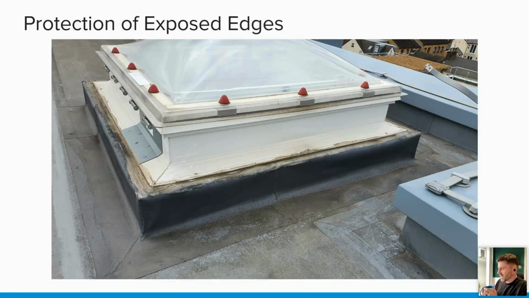When we talk about protection of exposed edges when it comes to waterproofing, obviously this access hatch has been retrofitted, but there's been no consideration given to whether this is going to be long-term watertight. They've retrofitted this to a curb, mechanically fixed it here. These screws that they've mechanically fixed it with leave something to be desired. Is that going to stay in place?